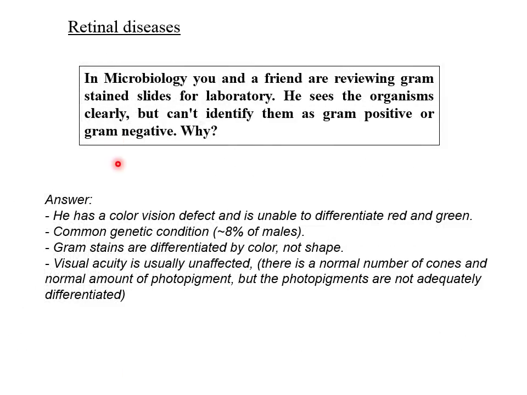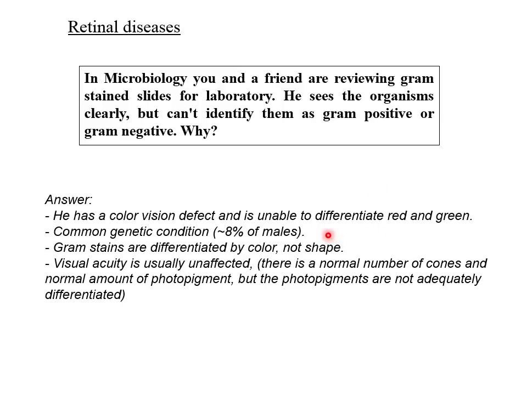And then finally, for retinal diseases, we have, in microbiology, you and a friend are reviewing gram stain slides for a lab. He sees the organisms clearly, but can't identify them as gram positive or gram negative. Why could that be? The answer is that he has a color vision defect, and he's unable to differentiate red and green, the most common kind of color vision defect.